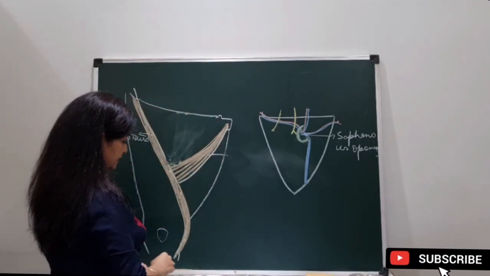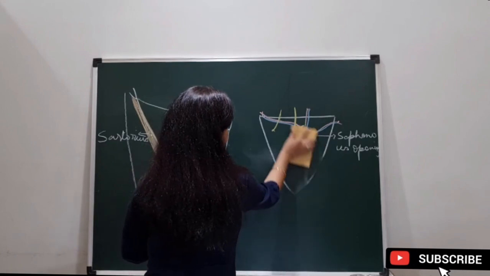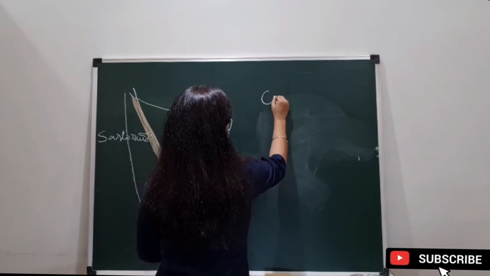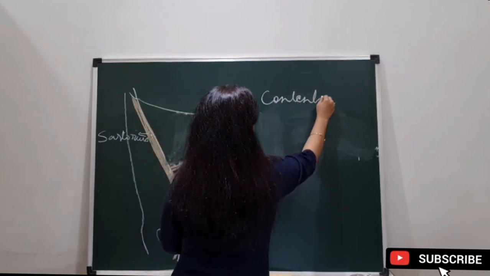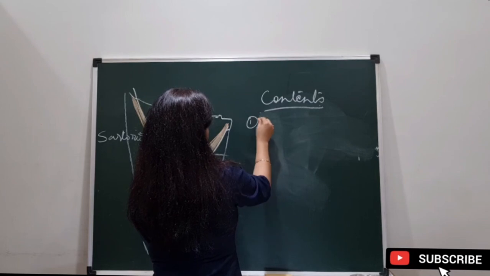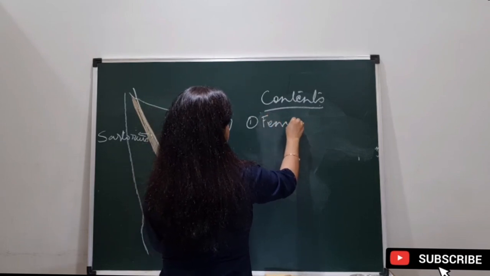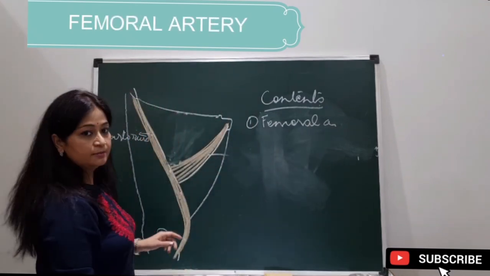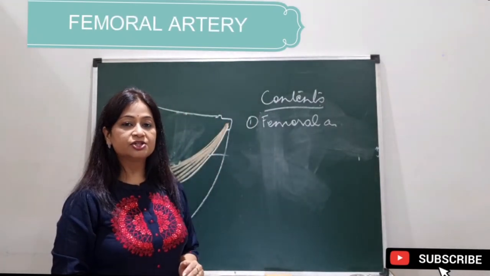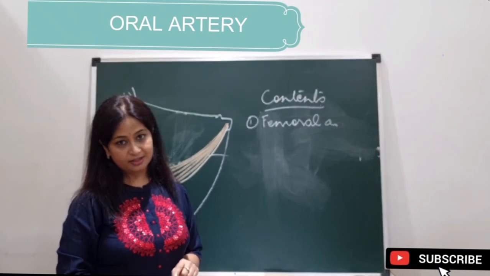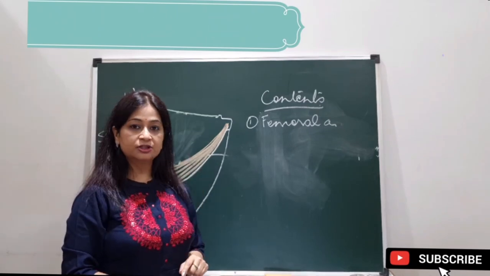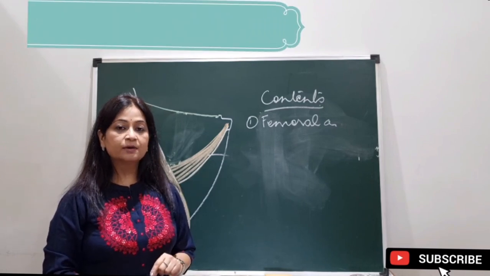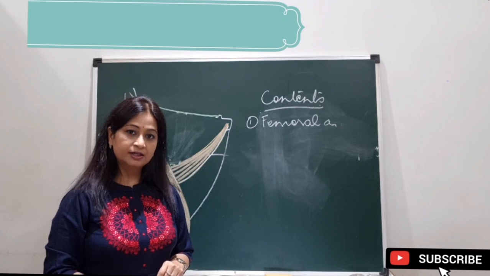So the first content of this triangle is the femoral artery. Now the femoral artery is a continuation of the external iliac artery, and it enters the femoral triangle below the inguinal ligament, close to a point known as the mid-inguinal point.